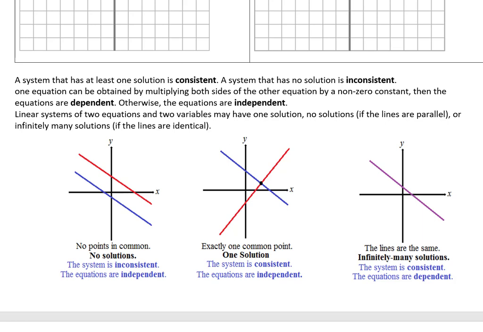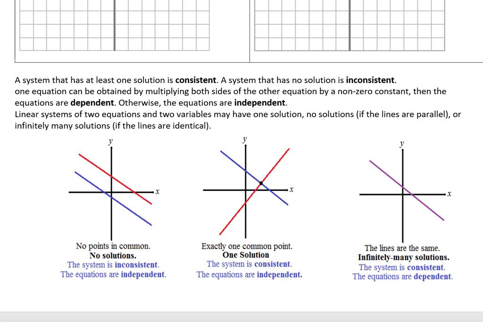However, if they do intersect, then we know that they're consistent because they have at least one point in common, they have at least one solution. And if they are the same line, then they agree everywhere, they intersect everywhere, and they have an infinite number of solutions. And so we have these different ways to name the types of situations that we have. And as we go through the methods of solving, we might say, hey, we only have one solution.